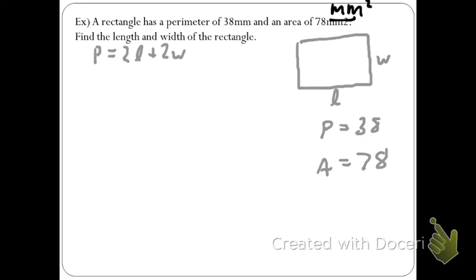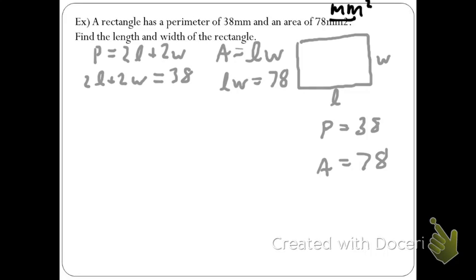So one equation we can make here is that 2 times the length plus 2 times the width has to be equal to 38 because the perimeter is 38. And then a second equation that we can make involves area, and you know you find the area of a rectangle by multiplying the length times the width. So we can say that length times width here is equal to 78. Now right now you still don't see any quadratics involved, but we're getting pretty close to that.